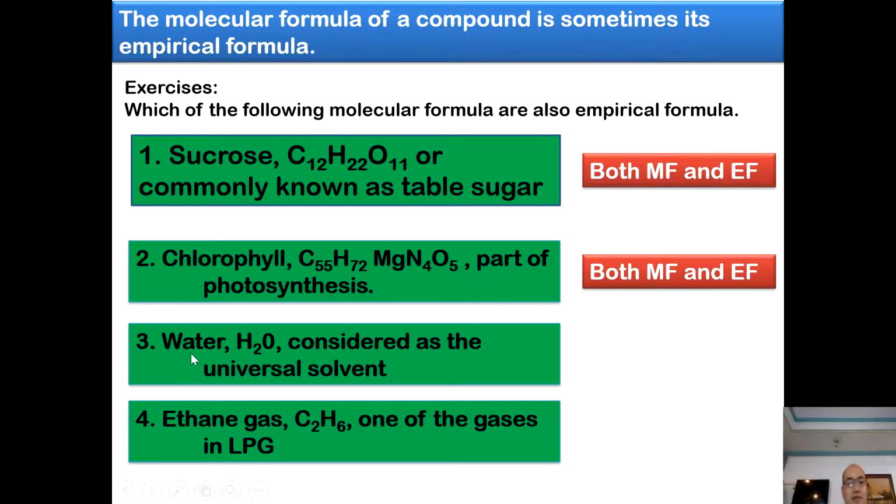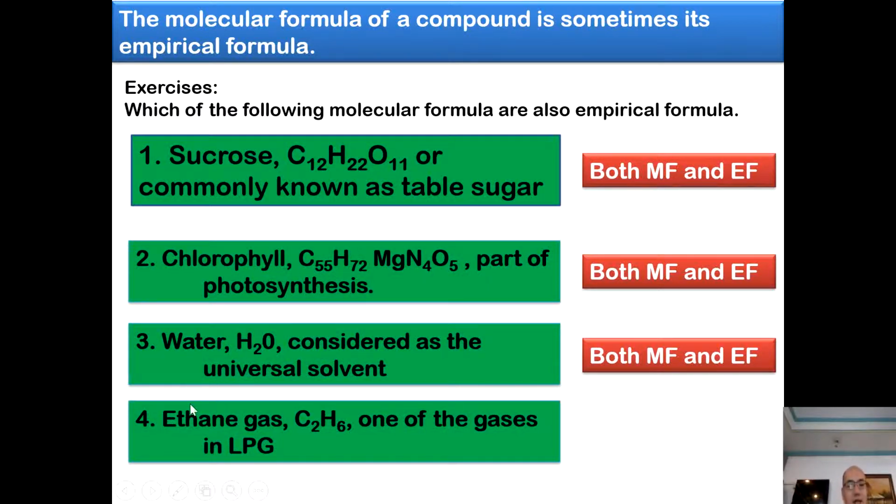Of course, you are very familiar with water, which is considered the universal solvent. So what are the subscripts? 2 for hydrogen and no subscript for oxygen. So again, the subscripts are 2 and 1, which is invisible because the oxygen symbol itself represents 1. So there is no common factor. Therefore, H2O for water is considered a molecular and empirical formula.